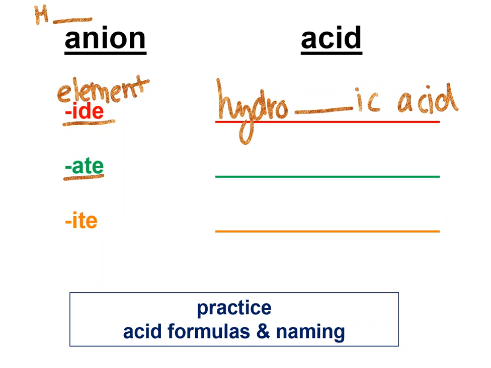If it's a polyatomic ion that ends in ate, then you change it. Ate becomes ic, so you'll have the base, ic acid. And if it's a polyatomic ion that ends in ite, then you'll have the base and you'll change the ite to ous acid.